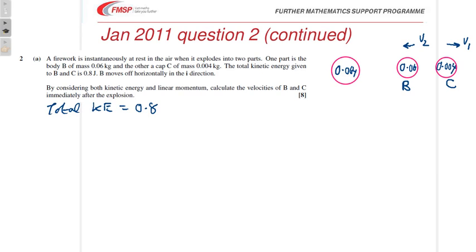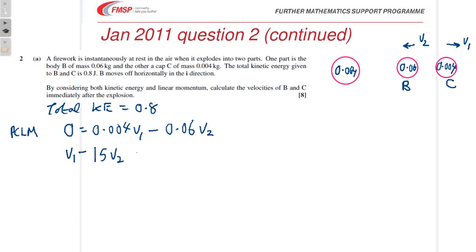And we've got all the information we need there. By considering both kinetic energy and linear momentum, calculate the velocities of B and C after the collision. Well, first of all, using the principle of conservation of linear momentum, we've got 0 equals 0.004 V1 minus 0.06 V2. Zero being the momentum just before it explodes, because it was instantaneously at rest. And that simplifies to V1 minus 15 V2 equals 0.